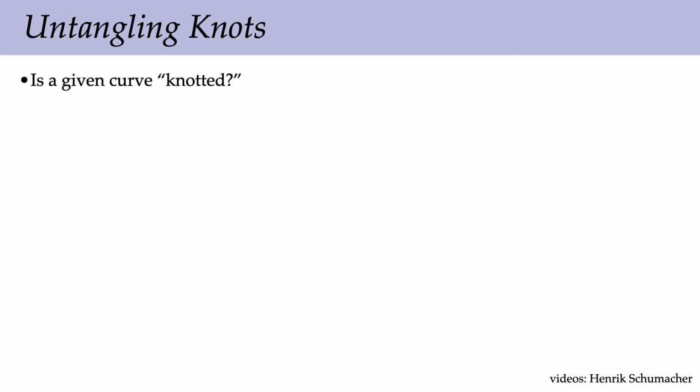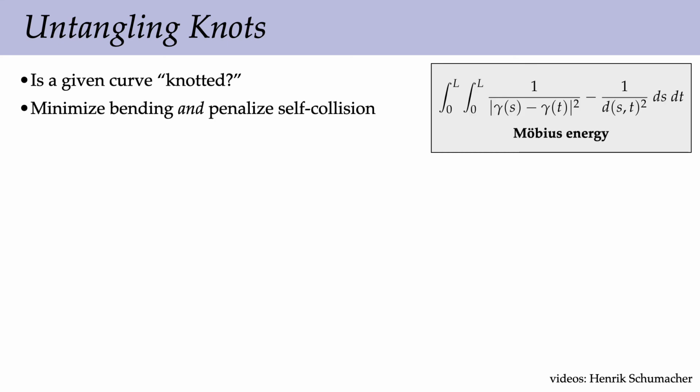But one thing I can do with differential geometry is I can at least try to see if it's unknotted by minimizing an energy that penalizes not only bending of the curve, so not just the curvature, but also self-collision. So this curve really wants to remain embedded rather than immersed. So how can I do this? Well, I can write down a different energy for my curve, where I imagine that there are charges distributed along this curve.